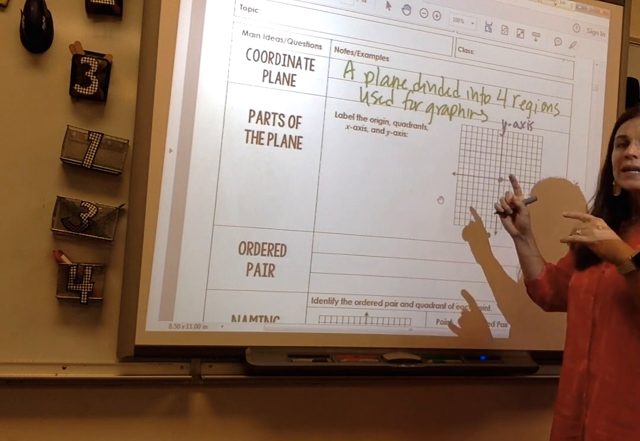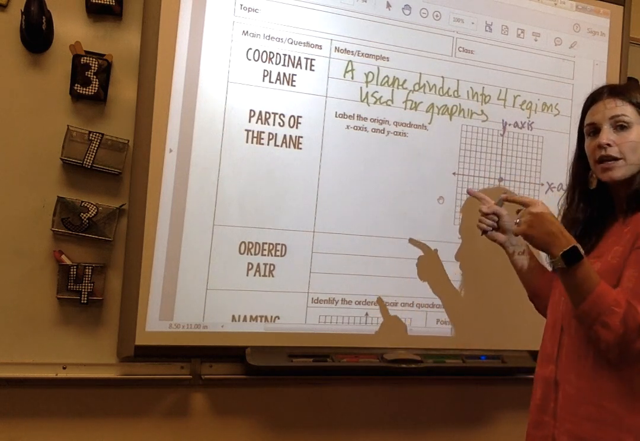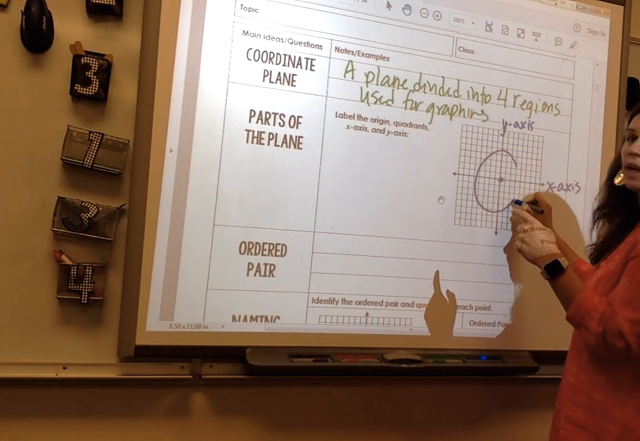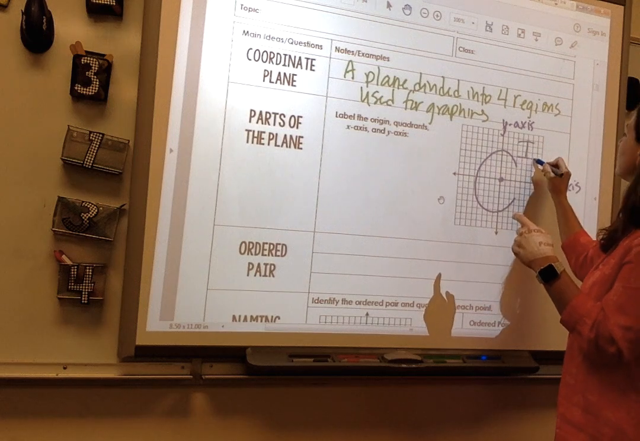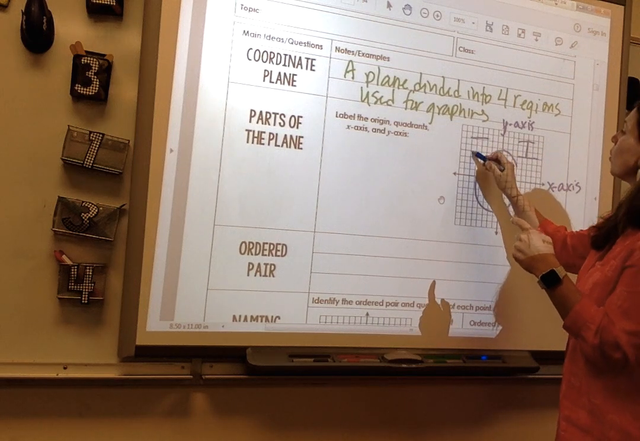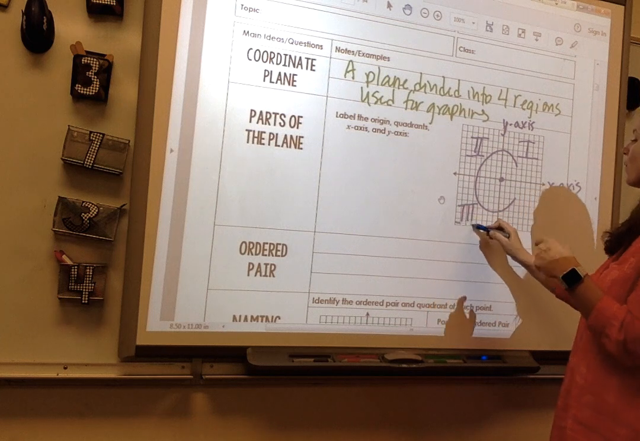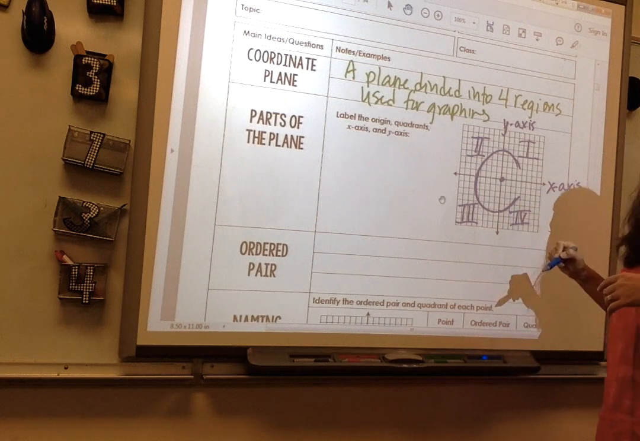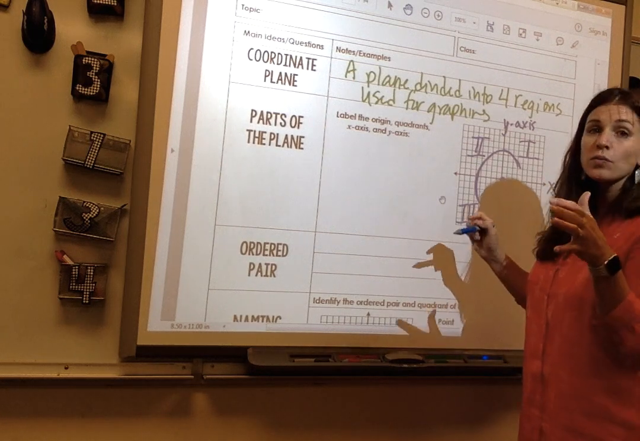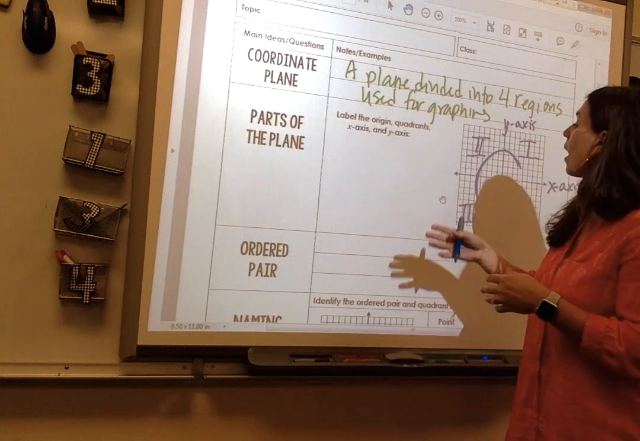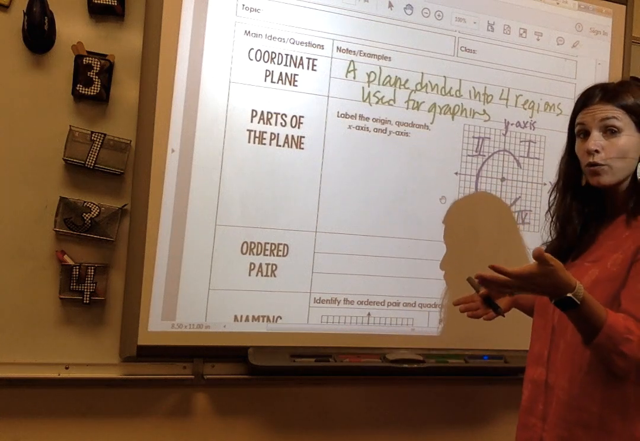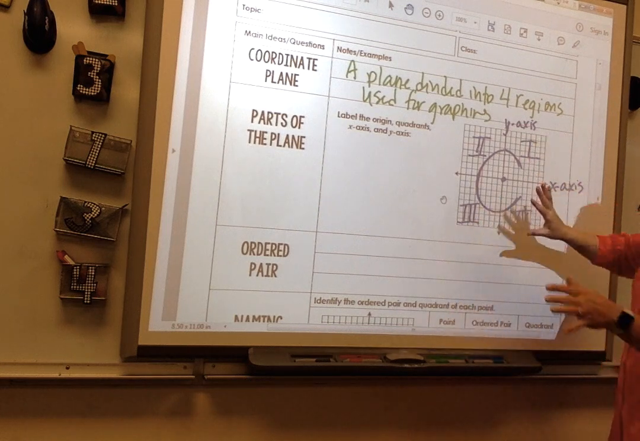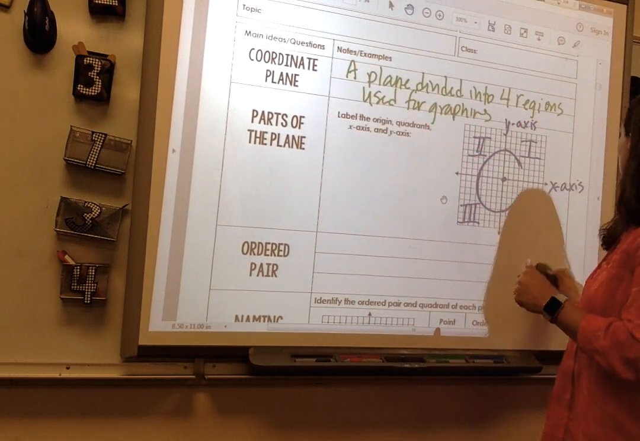Your quadrants go in a counterclockwise position. So think of the letter C. When you write the letter C, you would start here and go that direction, counterclockwise. So this is quadrant 1, quadrant 2, quadrant 3, and quadrant 4. Quadrants are always written as Roman numerals. So I want you to write them in Roman numeral form because that's the pattern that we always use when we talk about quadrants. So go ahead and put that in your notes.